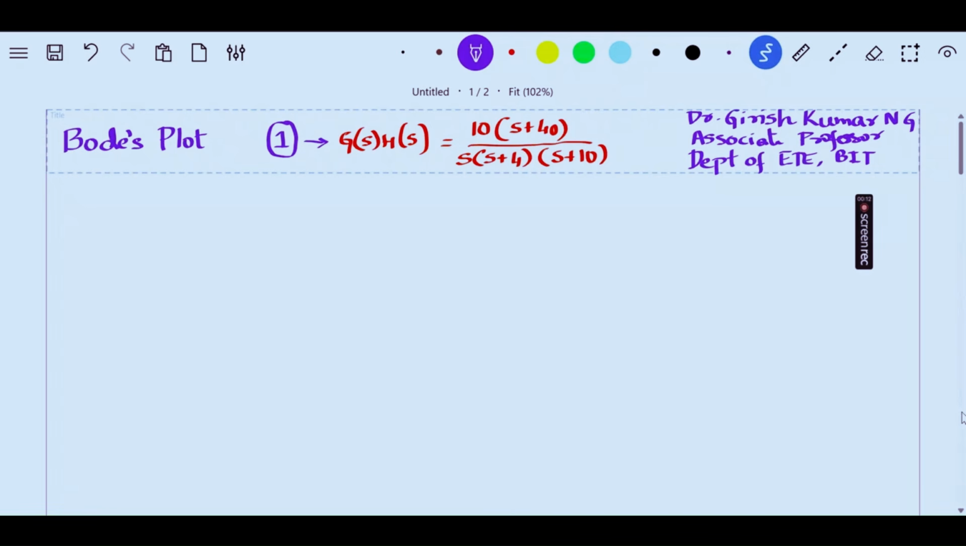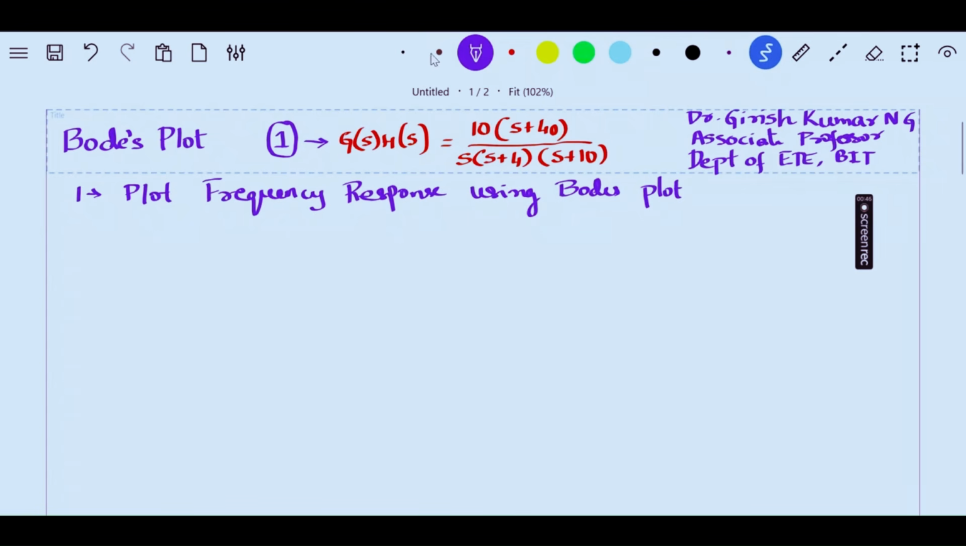Plot a frequency response using Bode's plot. In this particular video, we are going to plot the frequency response using Bode's plot.